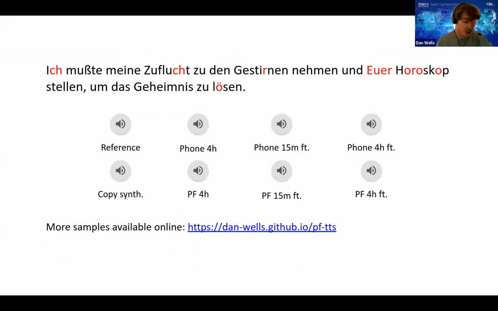And I'll take this opportunity to play some samples. So I've got here a German sentence with the German-specific phones highlighted in red. I'll play the reference first.